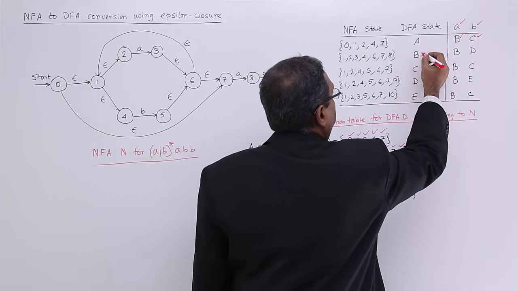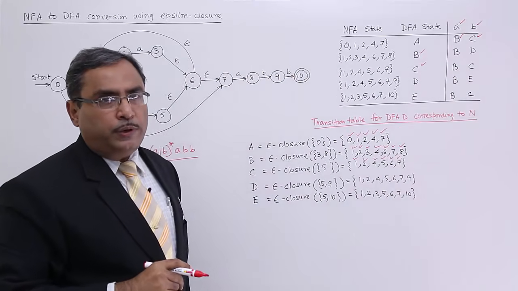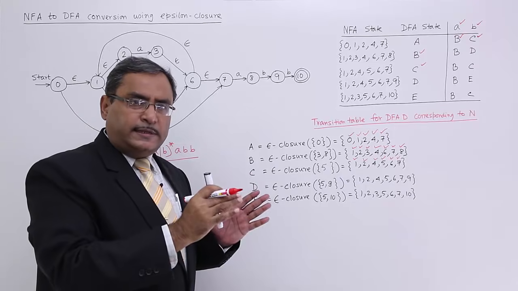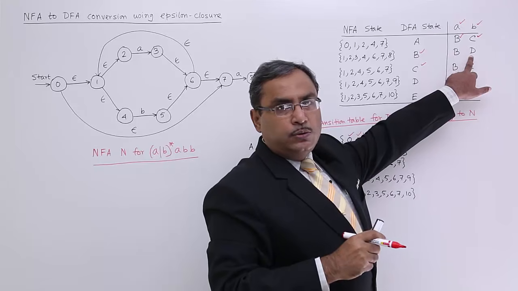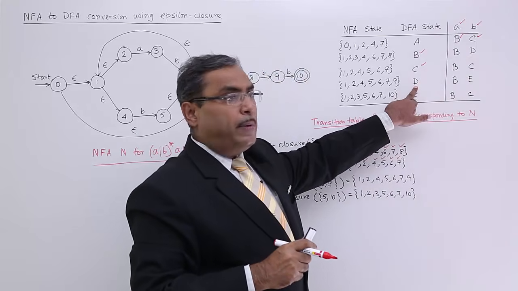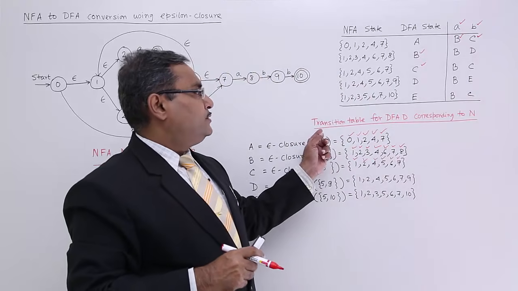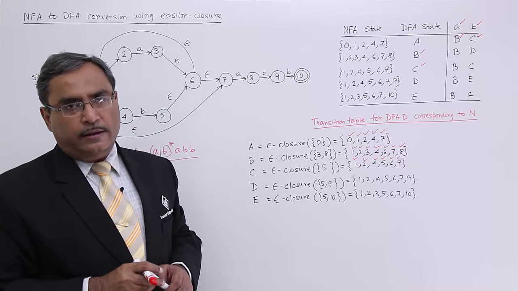So B and C are to be marked. That means for them also, a and b transitions are to be written. Whenever I repeat the same set of states, I shall put the old name, otherwise I shall give a new set name, and that set has to be marked for the transitions for small a and small b. In this way, this transition table for DFA D has been constructed for NFA N.